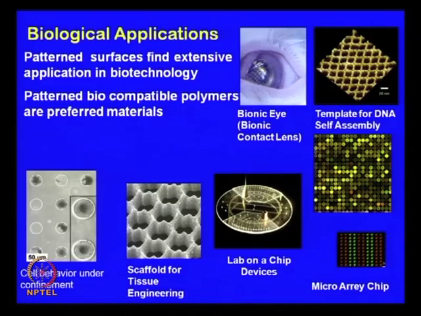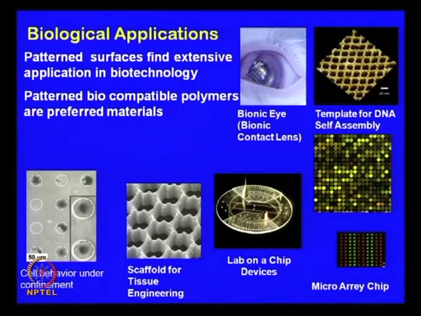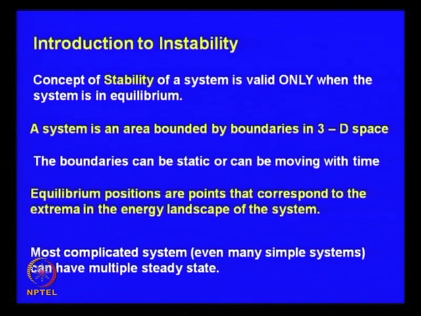One key requirement for biological applications would be that the material you take has to be biocompatible, and there are biocompatible polymers. So, patterning with biocompatible polymers eventually becomes an important area which can cater to biological or biotechnology applications.